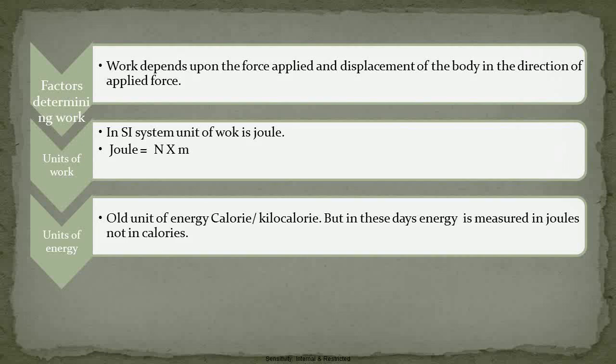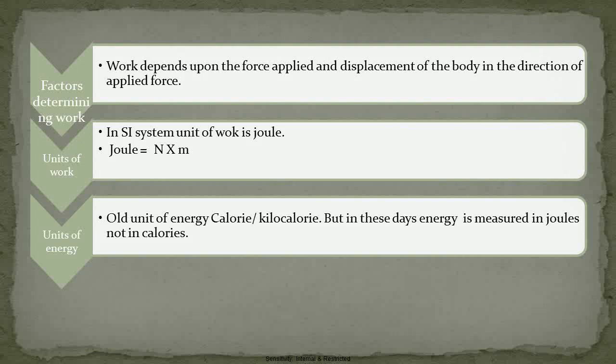Now, what are the units of work? In the SI system, the unit of work is joule. And for numerical purposes, we can convert it into Newton and meter. So 1 joule is equal to 1 Newton into 1 meter. Okay.